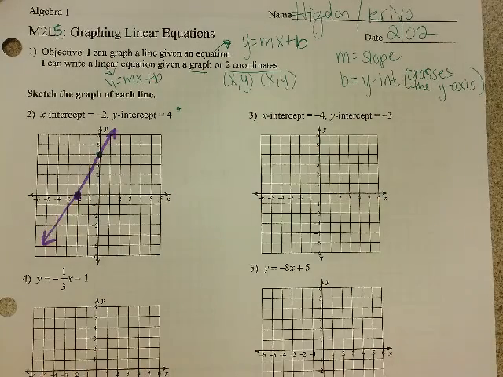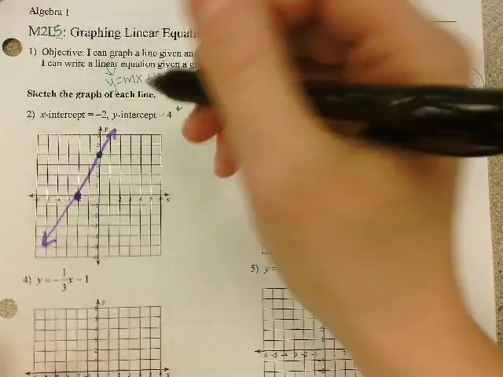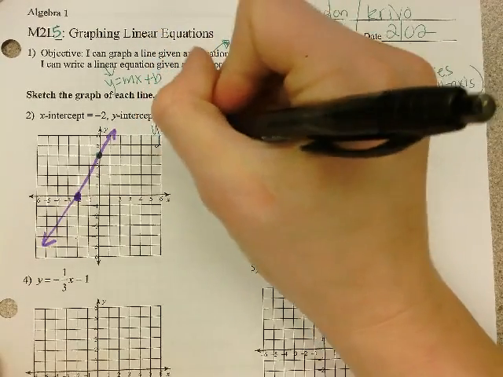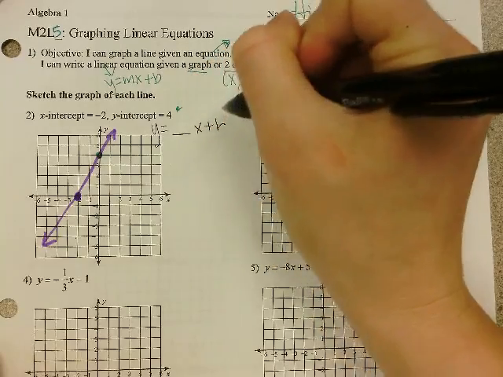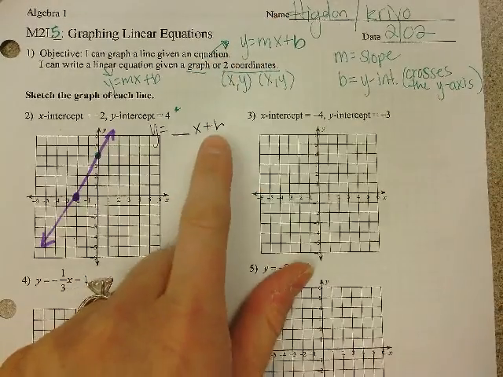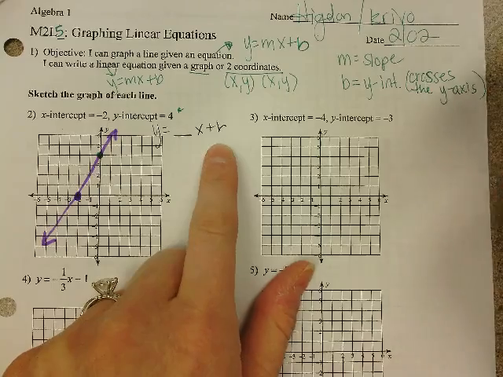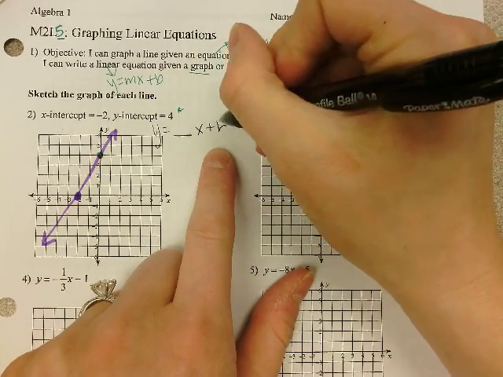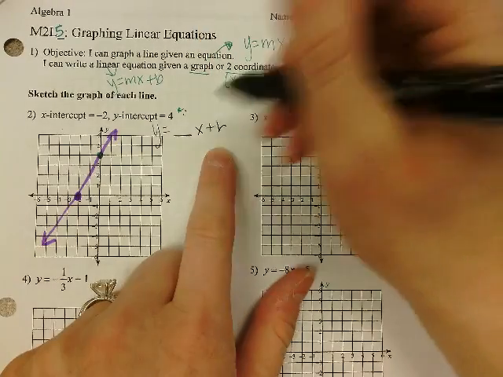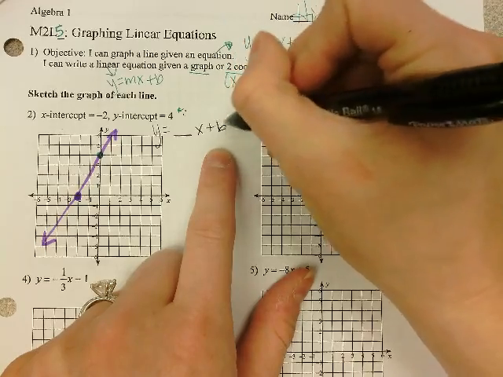Now, I want to write the equation of that line. So remember, we have y equals mx plus b. Our b is the y-intercept, right? So what's our y-intercept? Right, but for this one. 4.